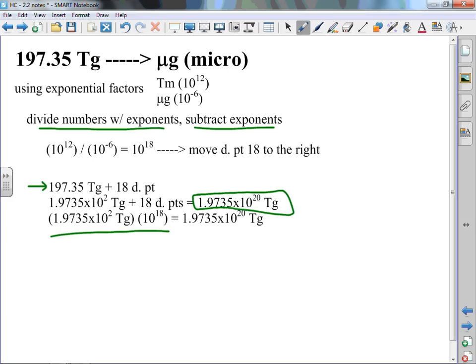All right, so just a couple short things here about the metric system, how to learn the prefixes, and how to convert from one prefix unit to another. Hopefully this helps get you started in the right direction, and that will be it.